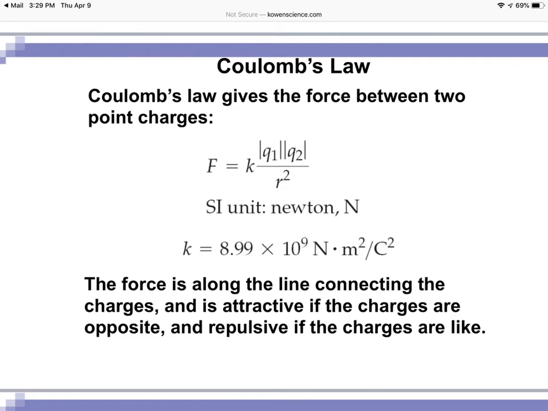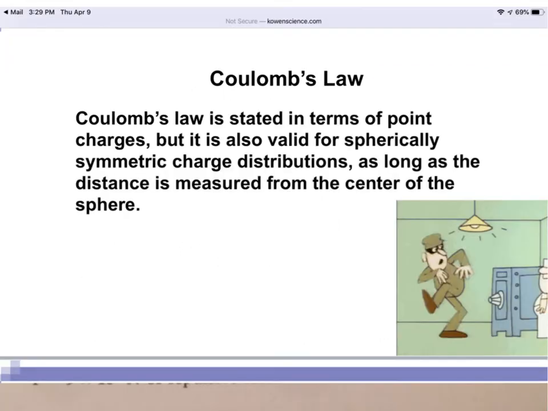The force is along the lines connecting the charges. It's attractive if the charges are opposite. It's repulsive if the charges are alike. So while Coulomb's law is stated in terms of point charges, it's also valid for spherical symmetrical charge that is distributed, as long as the distance is measured from the center of the sphere.